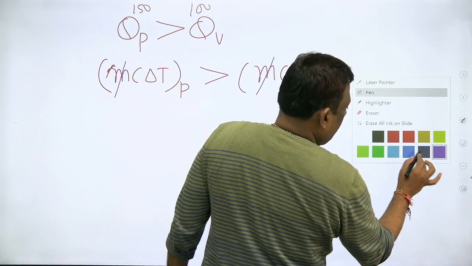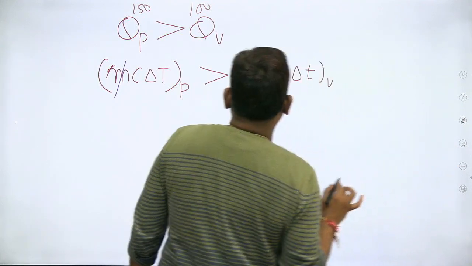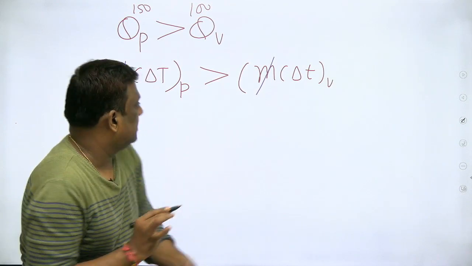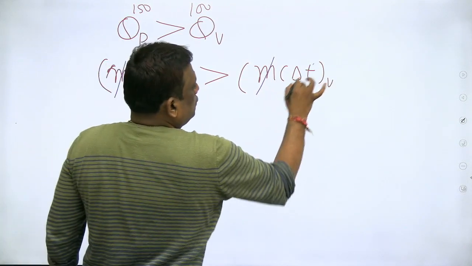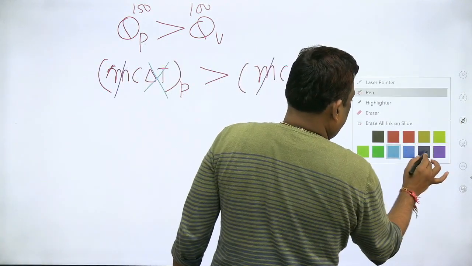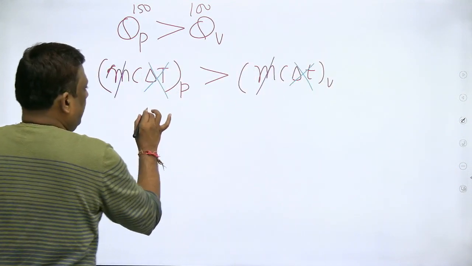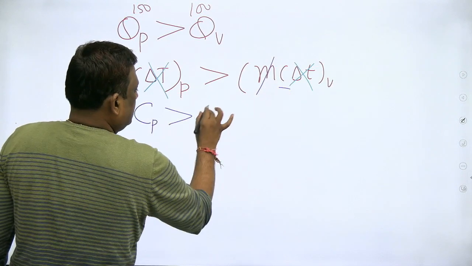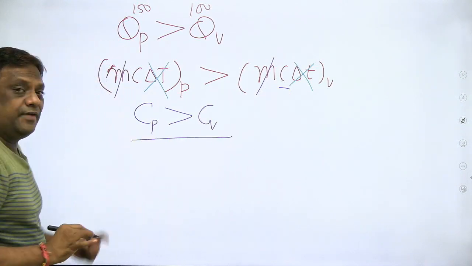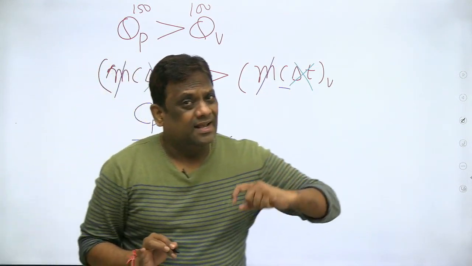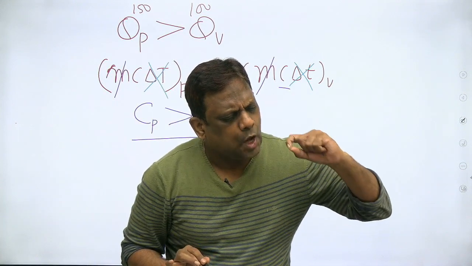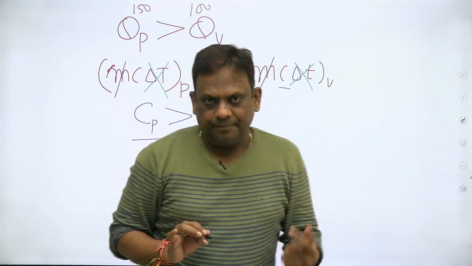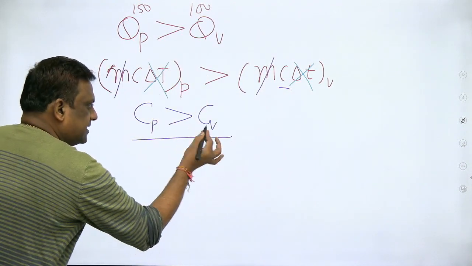And in both cases, what is the temperature difference? In both, you tried to achieve the same temperature difference. So delta T is also the same. Therefore, now I write that Cp is greater than Cv. Oh my God. So we have reached a situation where the specific heat at constant pressure is greater than the specific heat at constant volume. That is, Cp is greater than Cv.